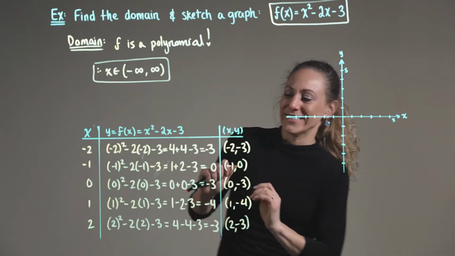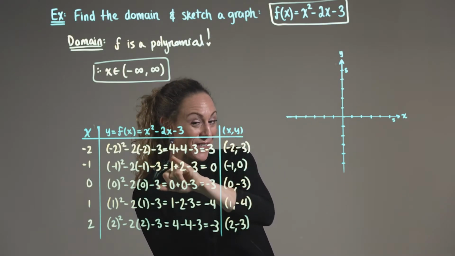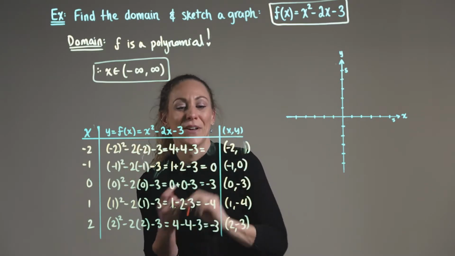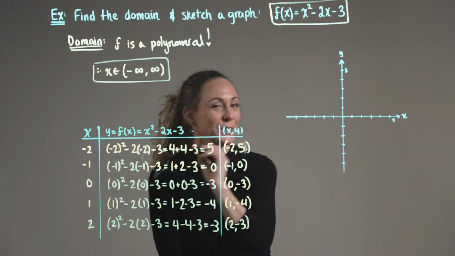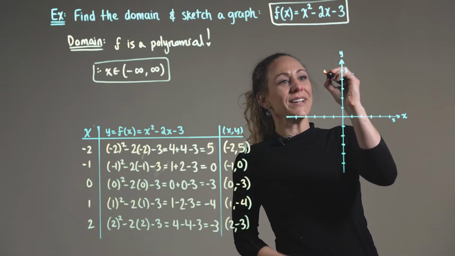Oh, and I've noticed an algebra error in my work. In our first solution point, we have 8 minus 3, which is not -3, but +5. So you have -2, 5 up here.